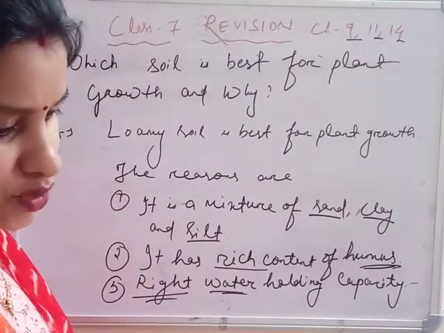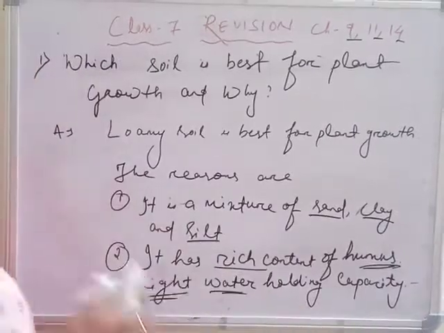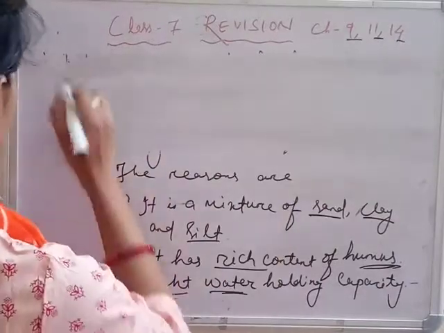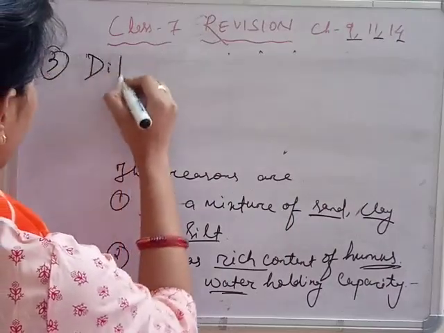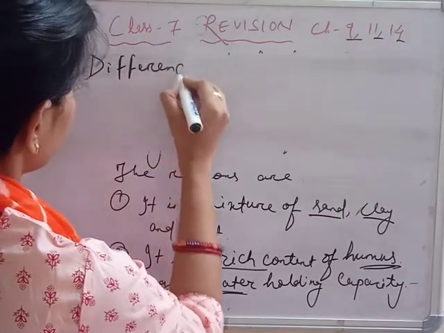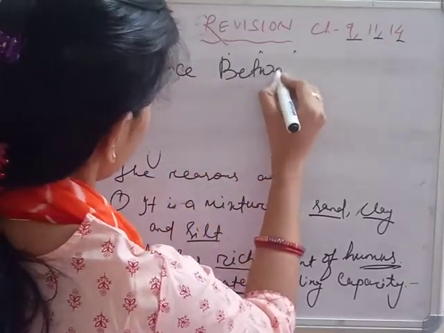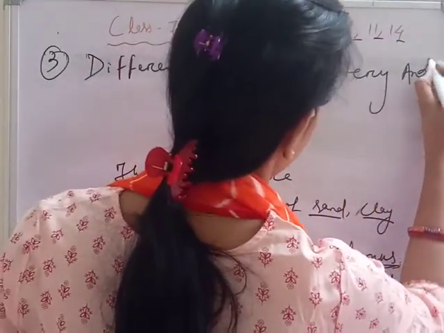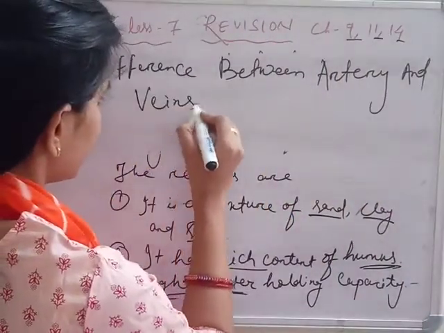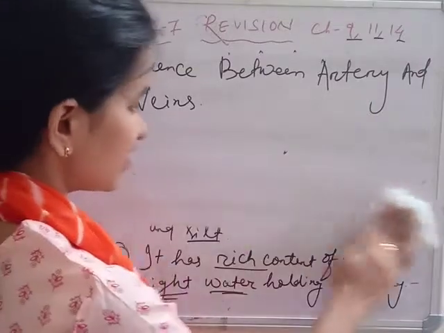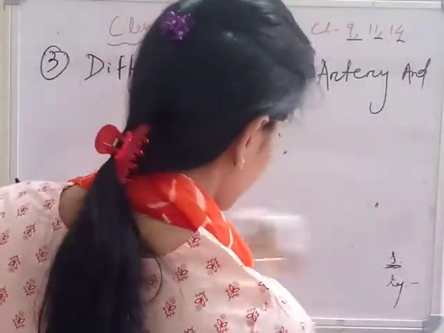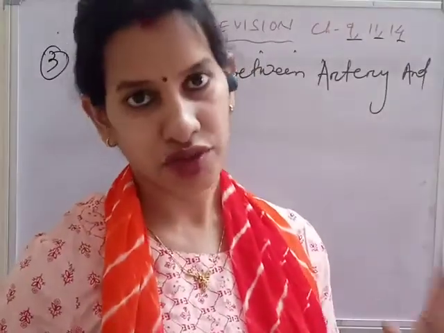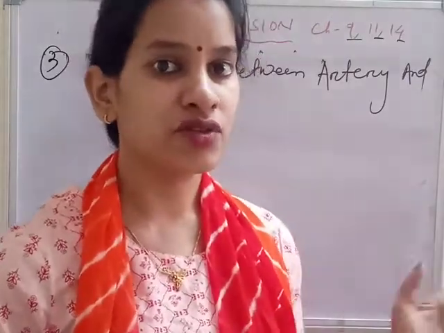Now next move to the next question of a different chapter. Difference between artery and veins. So artery and veins are the blood vessels present in our body which help in the transportation of blood, also the nutrients, food, waste, everything. So let's see the difference between that.